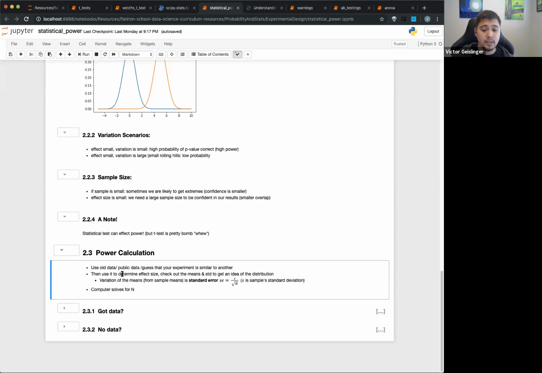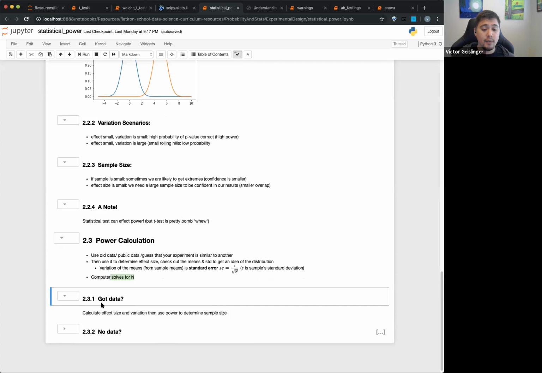Okay, so essentially we can use this to determine effect size. We can use the standard error to figure out what n we need, and then we have the computer solve for n. So if we already have this data, we can calculate the effect size from that data and the variation, and then use the power that we want. So remember, we say we want this power, usually 0.8, to determine sample size.